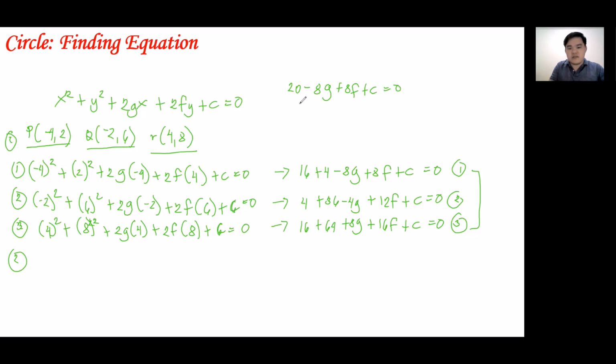So this one is 36 plus 4, so that is 40 minus 4G plus 12F plus C is equal to 0. And this one is what? 60, 70, 80. I think that is 80 minus 8G plus 16F plus C is equal to 0. Okay, so let me erase something on our whiteboard to solve.